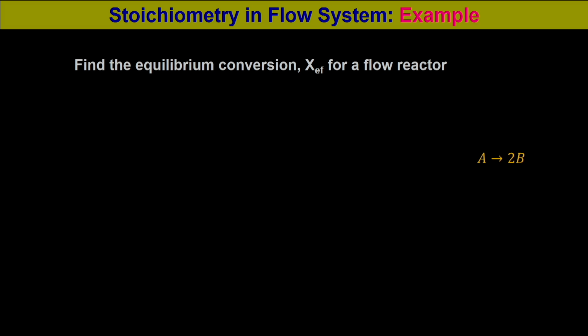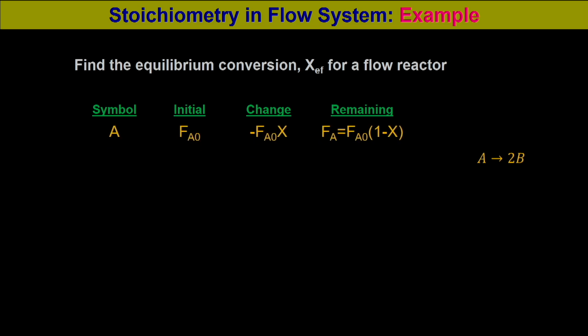So, we have to find out the conversion Xef for a flow reactor where A goes to twice B for this reaction. Now, we can develop the stoichiometry table. For component A, the initial flow rate is Fa naught, the change is minus Fa naught x. So, the remaining Fa would be equal to Fa naught (1 minus x).